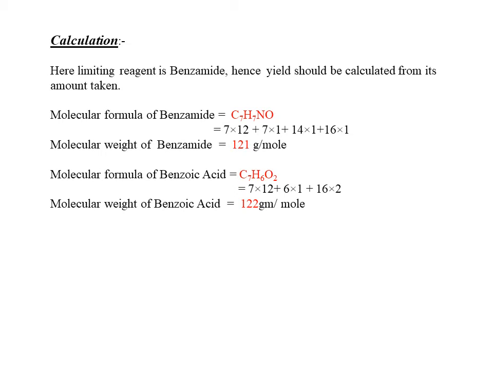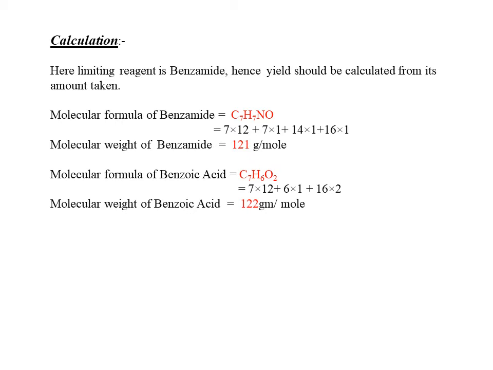So the next part of this experiment is calculation. In this experiment, the limiting reagent is benzamide, so yield should be calculated from its amount taken. The molecular formula of benzamide is C7H7NO. In benzamide, there are 7 carbon atoms, 7 hydrogen atoms, 1 nitrogen atom and 1 oxygen atom. Each one is multiplied by its atomic mass number. So the molecular weight of benzamide is 121 gram per mole.